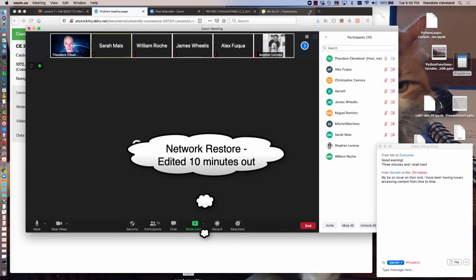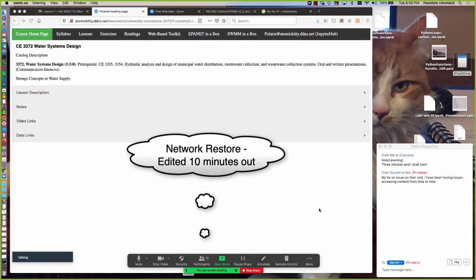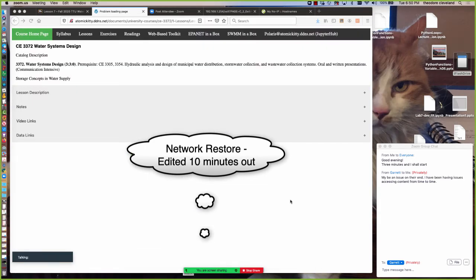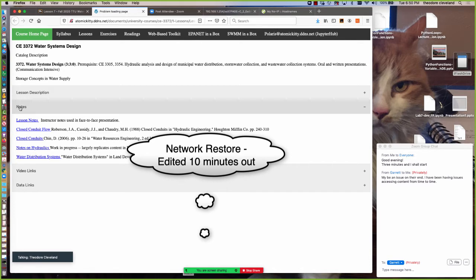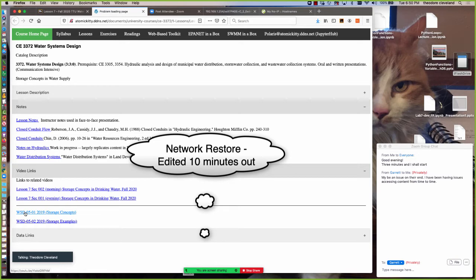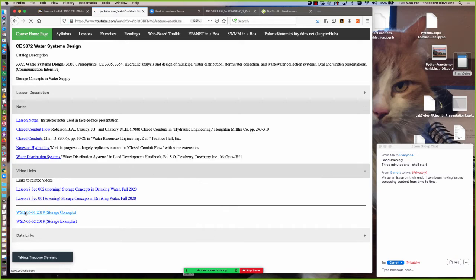So let me turn back on the screen sharing. And that's the page we're supposed to be at. I'm still not sure if this is coming from the cache or if it's actually accessing the server. One way to find out is when we go to lesson notes. Let's go to something we haven't visited, so we'll take that link. It goes to YouTube, as it should. I'm going to assume it's going to work, and let me continue with the lesson from where I left off.